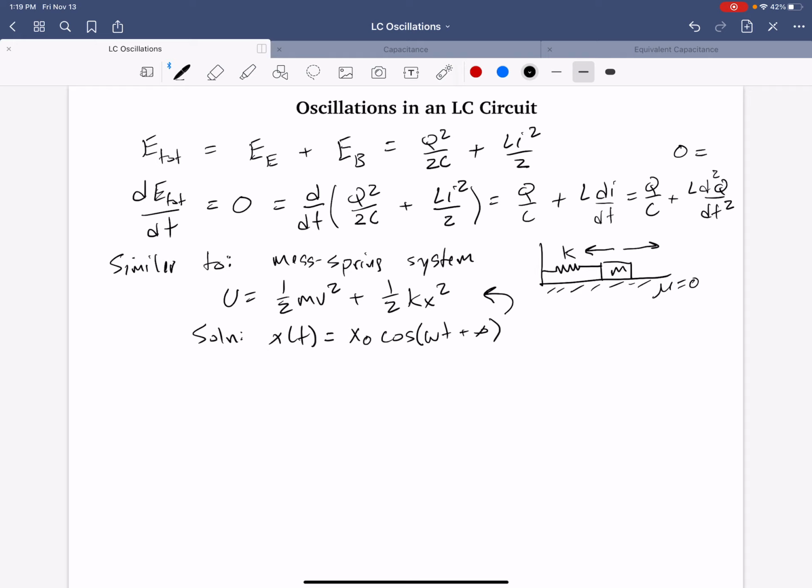So now going back to an LC oscillator, we have a very similar form right there. But instead of being a function of x, it's a function of Q. So now for an LC circuit, our solution is the following.